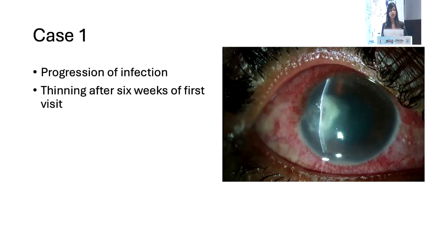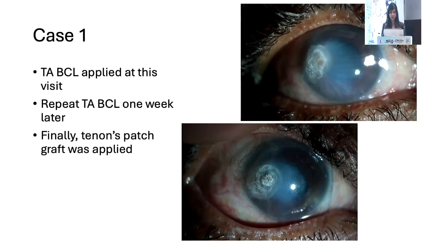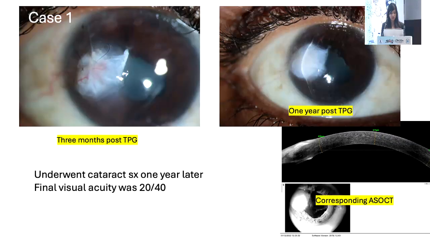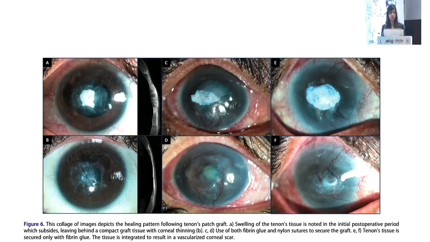After the infection was controlled, there was thinning seen at around 6 weeks, and then glue with BCL was applied at this visit. And then I think it was applied again 1 week later, when there was probably sloughing of the glue, and that's when the Tenon's patch was applied. And this was the Tenon's patch 3 months and 1 year post TPG, where the patient then underwent cataract surgery 1 year later and had a good final visual acuity.